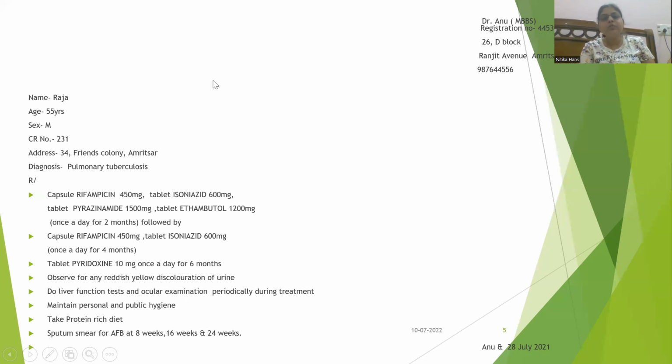This is the correct way of writing the prescription for smear positive pulmonary tuberculosis on DOTS regimen. This is the signature of the doctor and date.